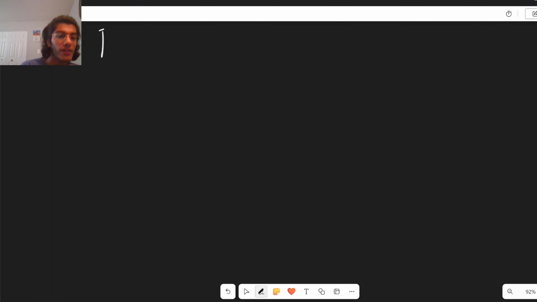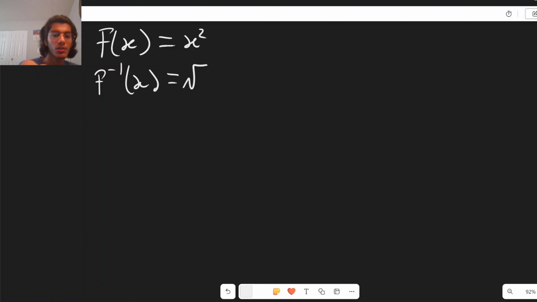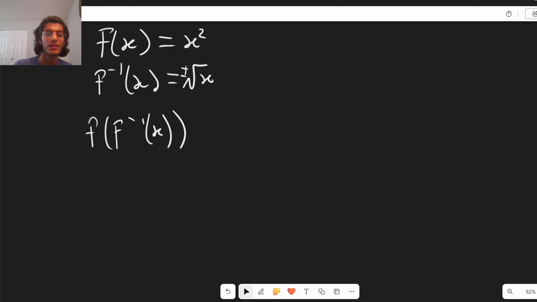So for example, if you have f of x equal x squared, and we already proved that the inverse of f of x was plus or minus the square root of x, then if you were to compose them, meaning that you were to put one function inside of the other, so it doesn't matter if it's f of x inside the inverse or the inverse inside the original, but in this case, let's say it's the inverse inside the original, then when you do it, you will get plus or minus the square root of x, squared.